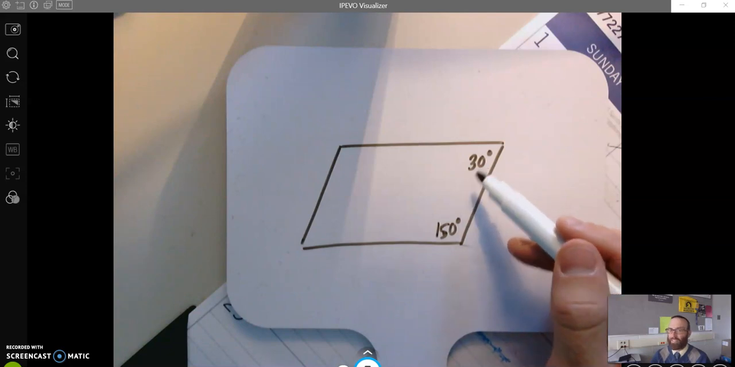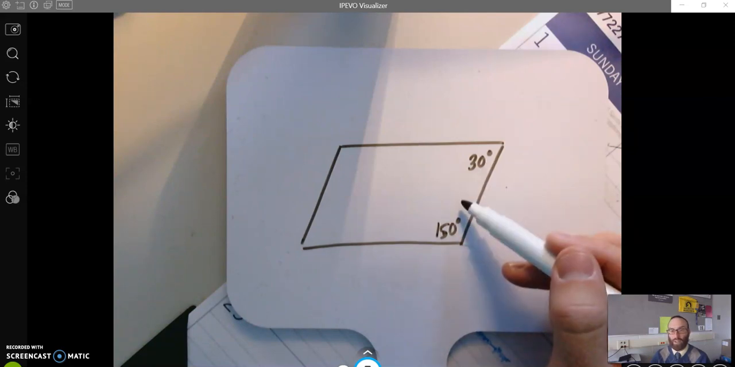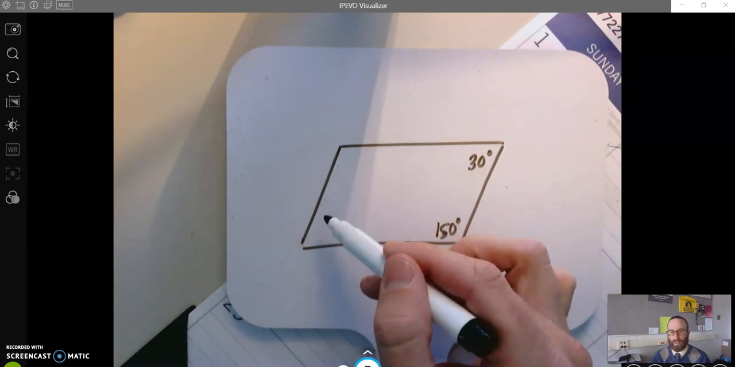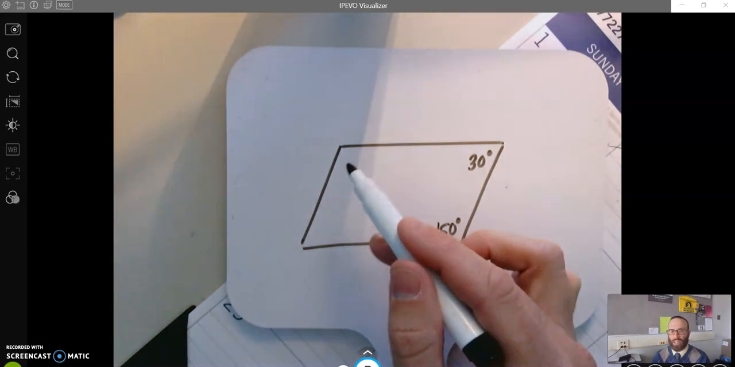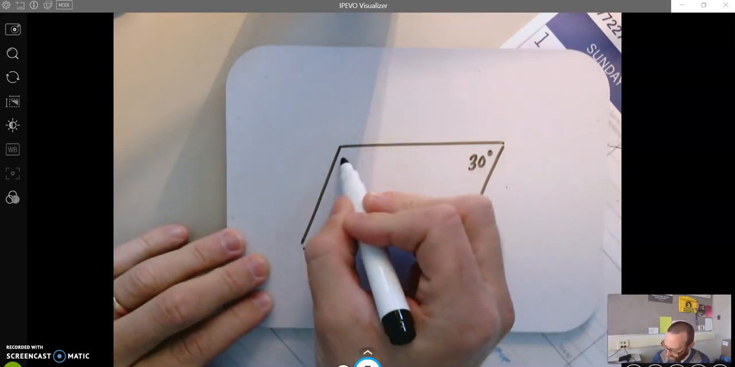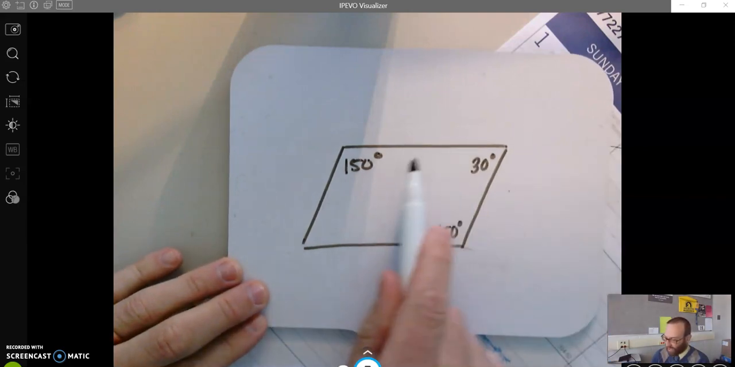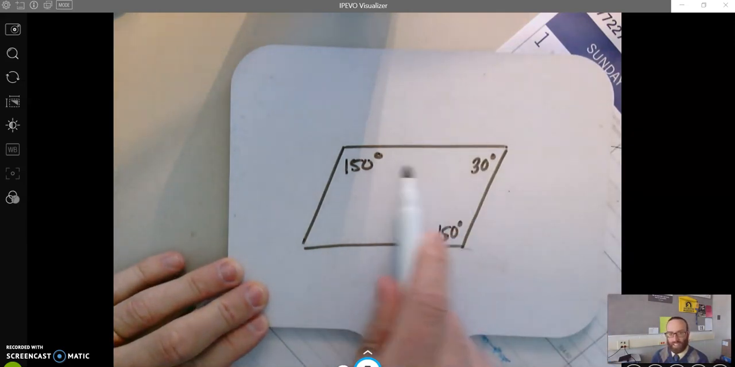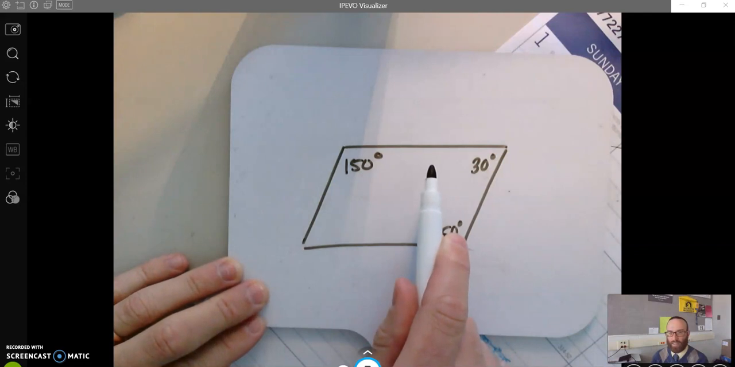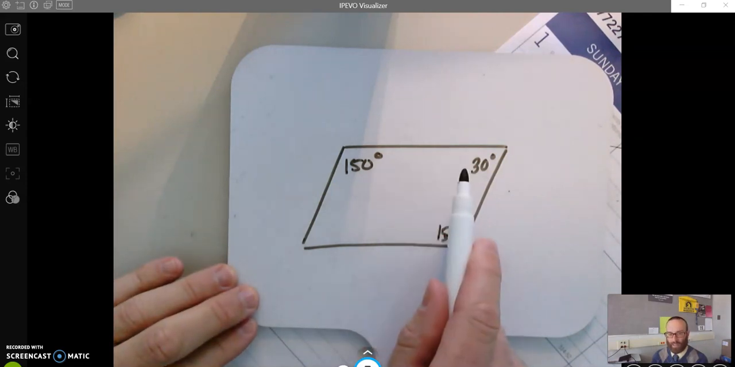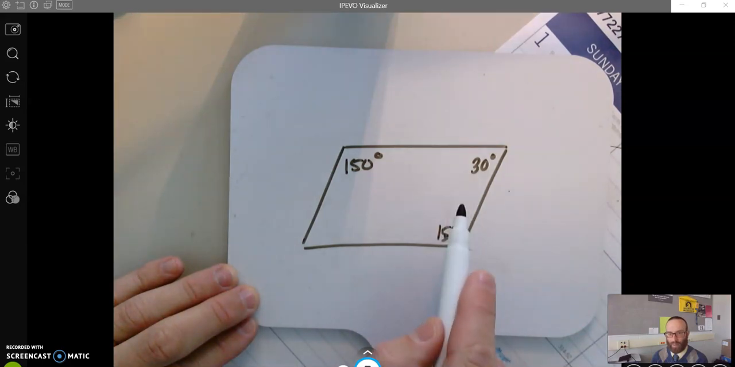Now, the tough part is if this is all I know, then I don't know enough about these angles. Okay? So I also need to know at least one more of these. I would at least need to know that that's 150, so that I could also tell you that these consecutive angles are supplementary.